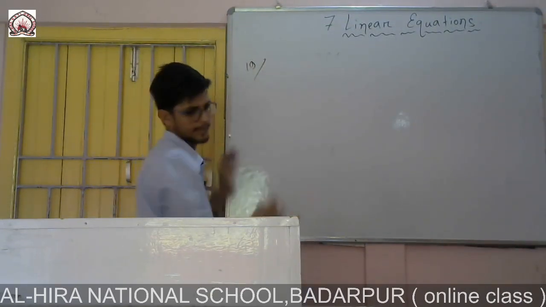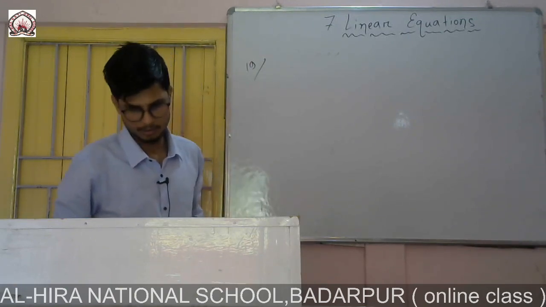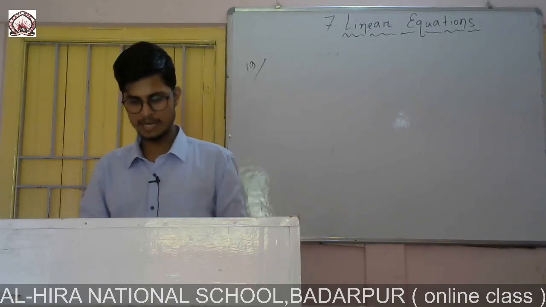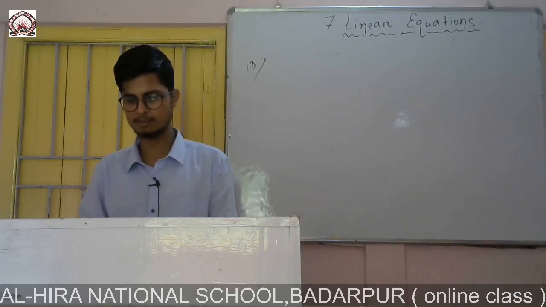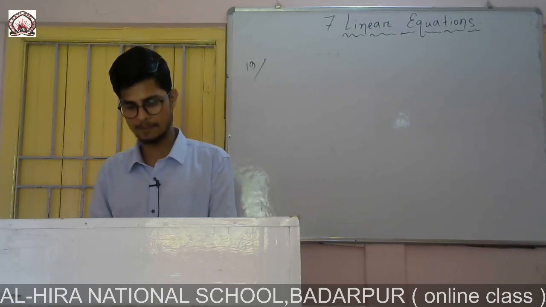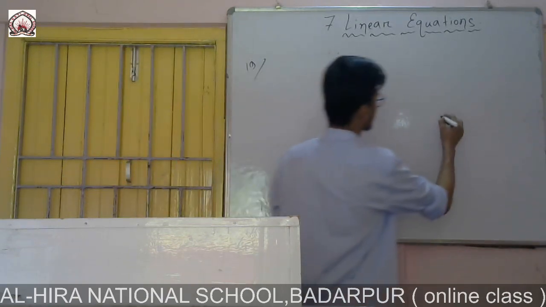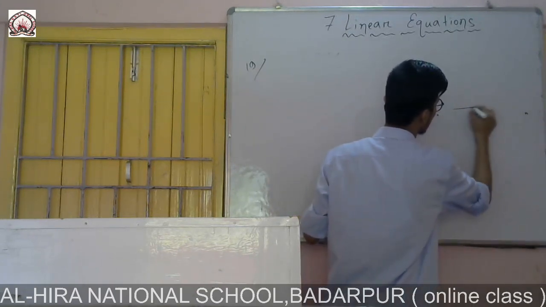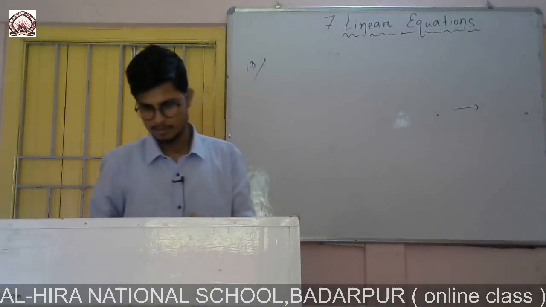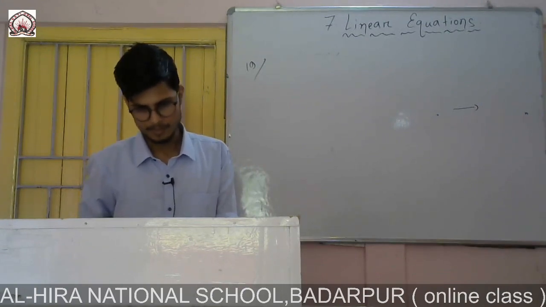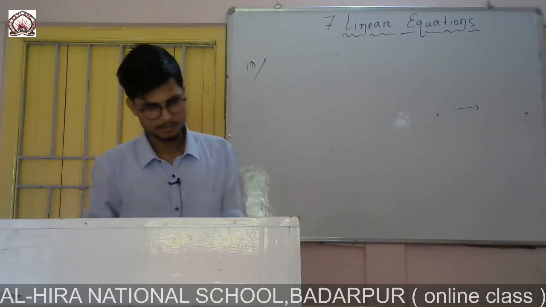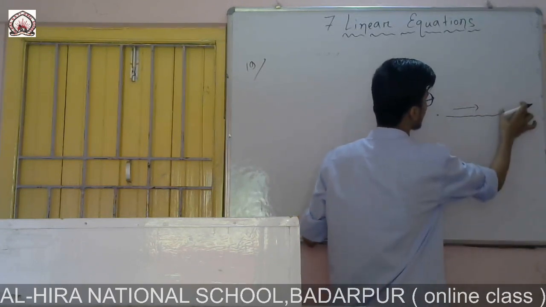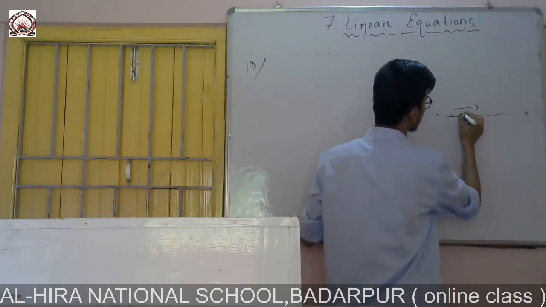Question number 19. Let me write the question. A motor boat goes downstream in a river and covers the distance between two coastal towns in 5 hours. So there are two towns. A motor boat is going in this direction, first of all moving downstream. Downstream means with the stream, so for example, in this direction water is also flowing, and the motor boat is also moving in this direction.